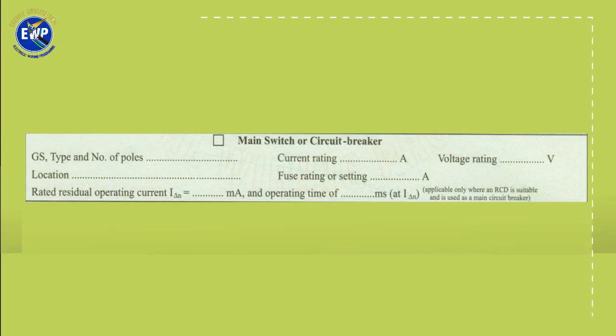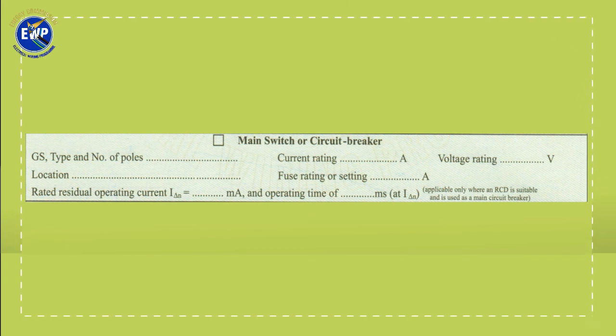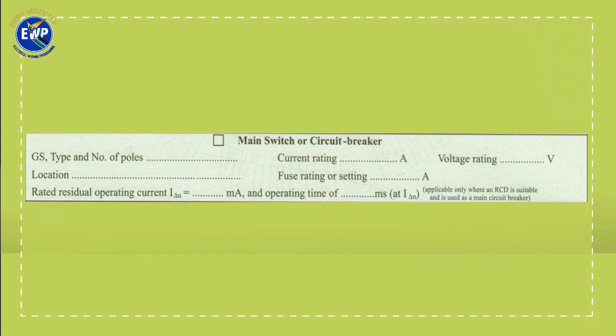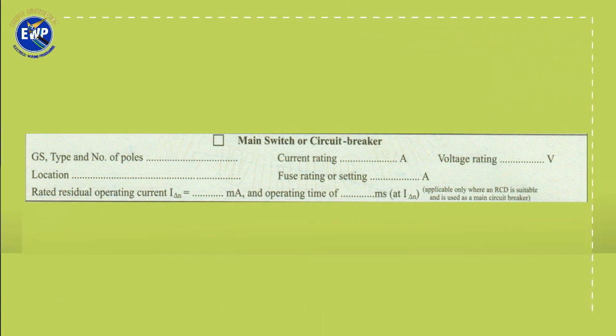Main switch or circuit breaker. Now, consumer units is made up of a main switch and then a distribution board. Now, the main switch inside the consumer unit or the incomer inside the consumer unit is what we are talking about here. You are required to indicate the details of the main switch. Now you are expected to write the GS type, and the GS type means Ghana Standards, and the type and the number of poles.